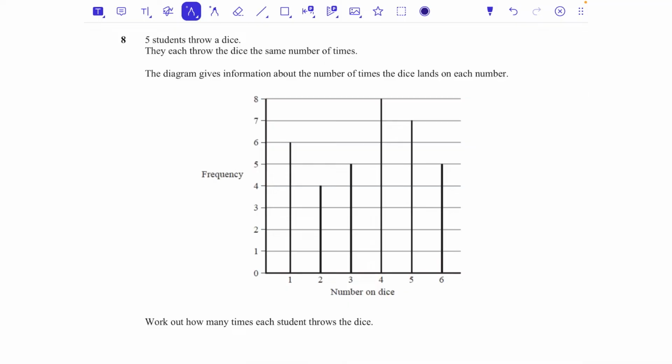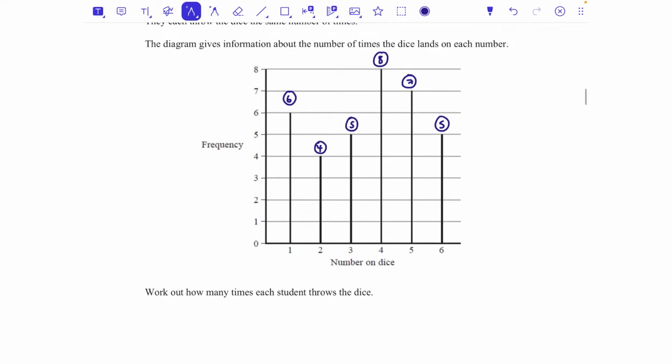Question number 8. 5 students throw a dice. They each throw the dice the same number of times. The diagram gives information about the number of times the dice lands on each number. Work out how many times each student throws the dice. So we know that the number 1 was thrown 6 times between the students. The number 2 was thrown 4 times. The number 3 was thrown 5 times. The number 4 was thrown 8 times. The number 5 was thrown 7 times. And the number 6 was thrown 5 times.